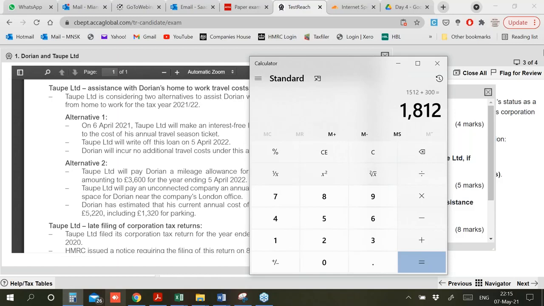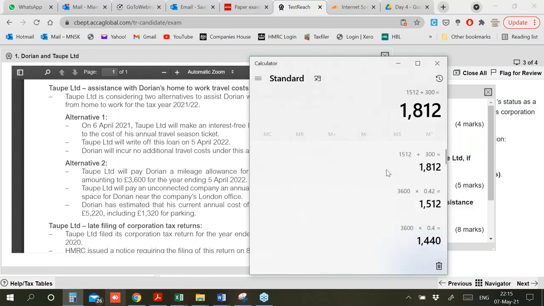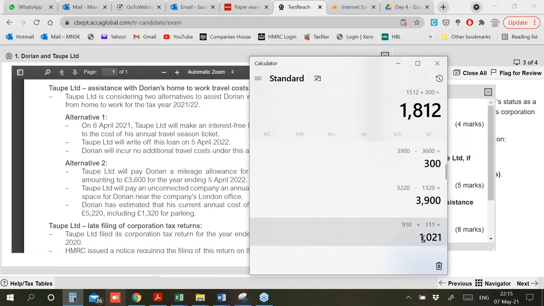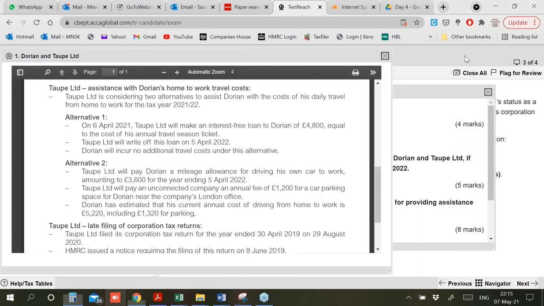1812 in this option, and in the option before, 1021. So 1021 versus 1812. Which alternative will cost Dorian less, the first or the second? You tell me.